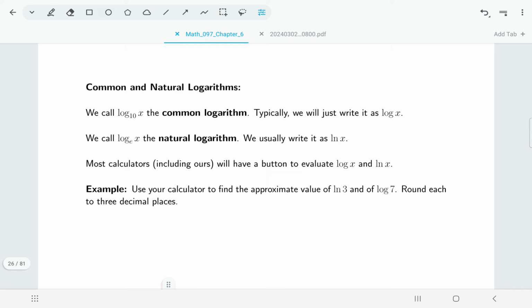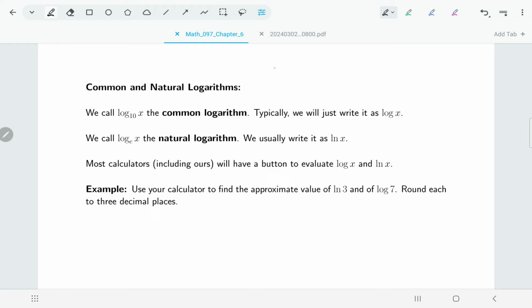Okay, a little bit of notation here. We've got two special kinds of logarithms, and that's because there's a couple of cases in life where we have some pretty common bases that are being used. In terms of exponential stuff, base 10 is really common. If you're thinking about our old friend, the metric system, that's all based on base 10.